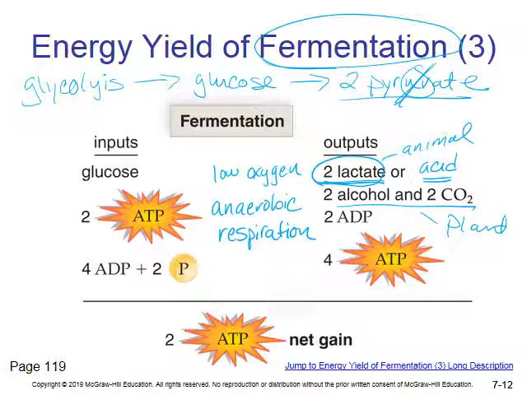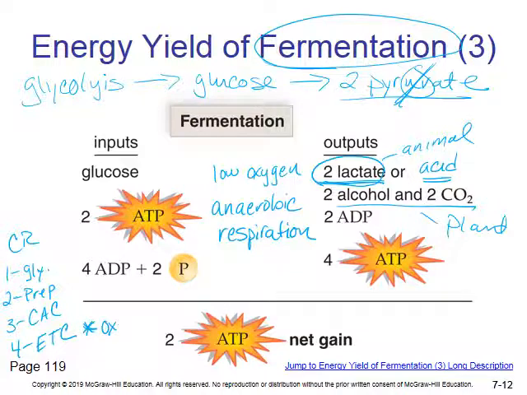So we haven't gotten to the other 3 stages of cellular respiration, but remember, cellular respiration has 1, which is glycolysis, 2, which is the prep, 3, which is the citric acid cycle, and 4, which is the electron transport chain. In the electron transport chain, oxygen is critical.